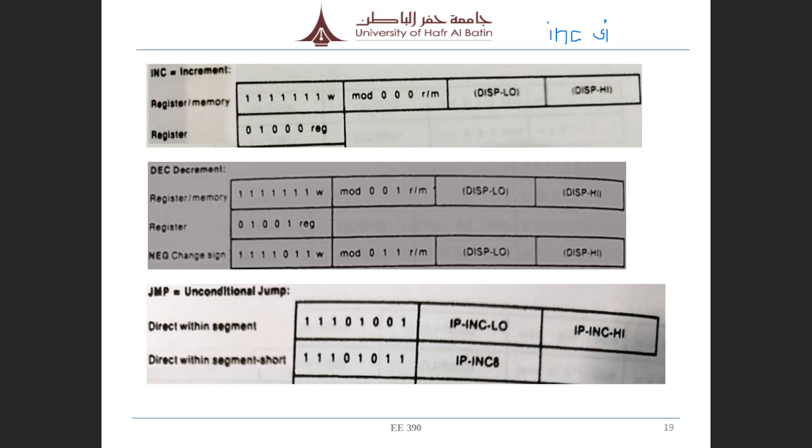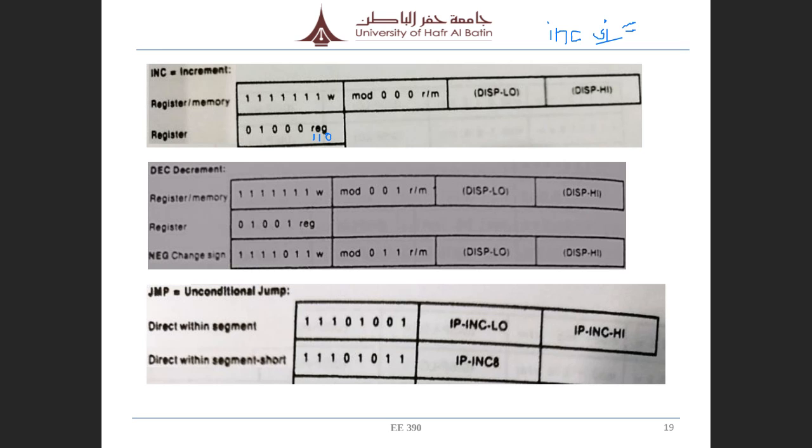So 01000 then register. Here the register is SI, right? What is the REG code for SI? It is 110. So we can just write 110. Then it is done. That means it needs only 1 byte. So 0100, it is 4.